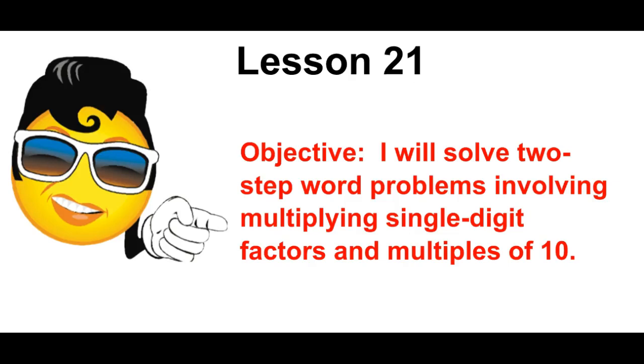Your objective for Lesson 21 is I will solve two-step word problems involving multiplying single-digit factors and multiples of 10. So we're going to be working with word problems that are two steps, and you're going to be multiplying single-digit numbers by multiples of 10, which would be like 3 times 60. So it's going to be really important that you double-check your work because these are two-step problems and you don't want to skip a step.